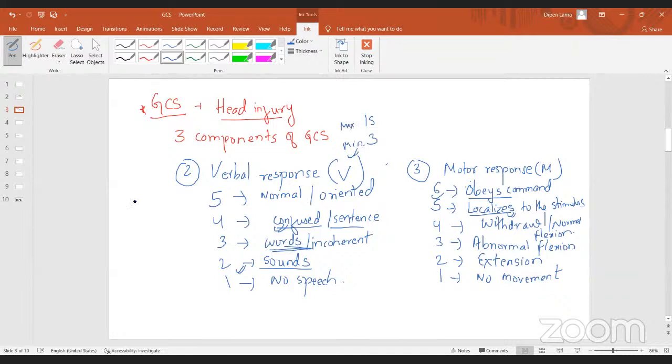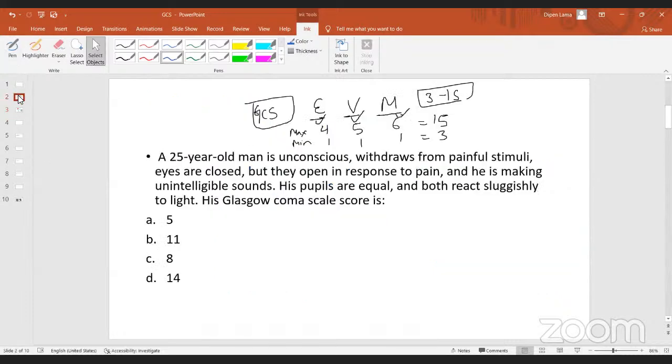So after knowing this, we can easily solve this question. Let us read the question again. Patient is unconscious, withdraws, this is very important, withdraws from the painful stimulus. This is M. When we have read from M4, it is withdraws or normal flexion from the painful stimulus. So this is M4.